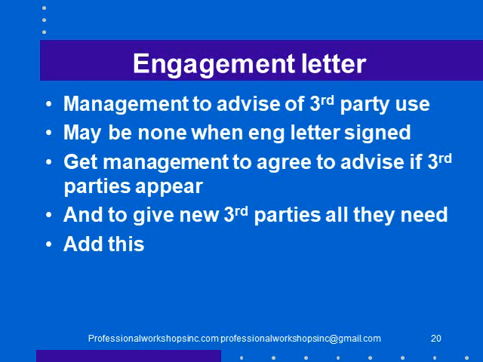So we do have to have management advise us of current known third-party use, but I would also like us to get management to agree that they will advise us any time a third party appears. And that if a third party appears that's not known at the time the letter's signed, they will also give those new third parties all the information they need. So I would add that to the engagement letter to be double clear.